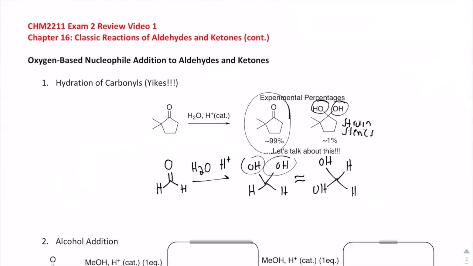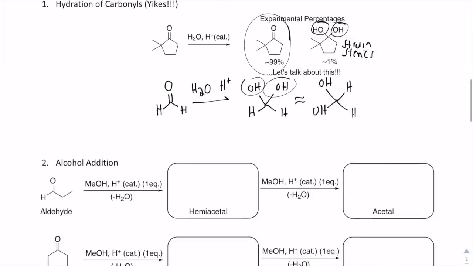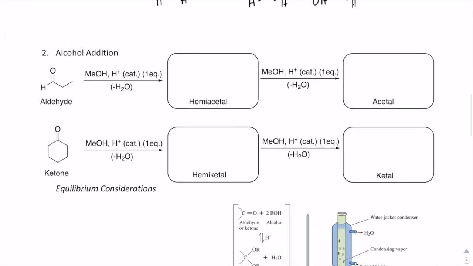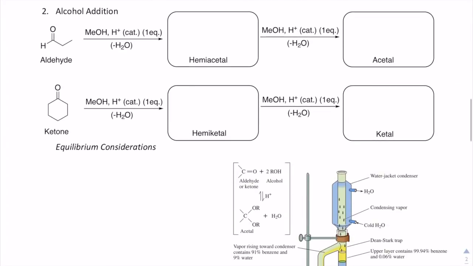All right, so that's pretty much it. That's easy. So let's move on to the alcohol addition, which has a lot of details. Let's just look at this schematic that I have over here. We have a couple of different functional groups that we have not talked about until this point, and they're called hemiacetals, hemiketals, acetals and ketals.